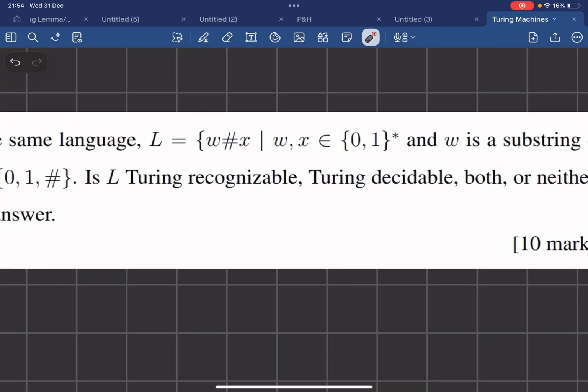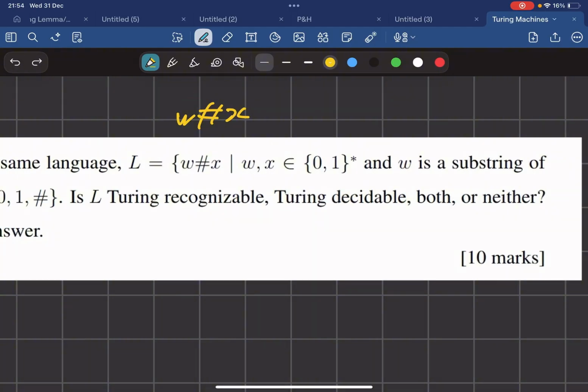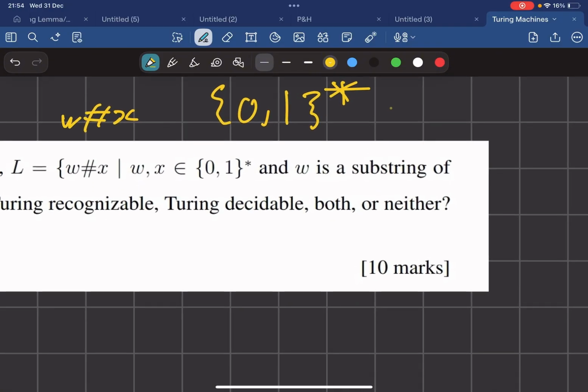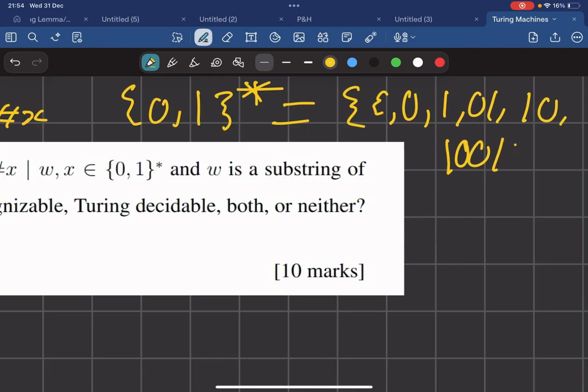So it's all strings in this form: W hashtag X. So W and X are separated by a hashtag. Now what are W and X? Well, if you read this, you can see that they're an element of whatever this is. Now this over here is just a set containing 0, 1, and then Kleene star. What Kleene star basically means is you take the set and all its elements, and what you get is the set of all strings you can make with these characters. So you could have just any string you can make with the characters 1 and 0. So it'll be an infinite set of all these strings.